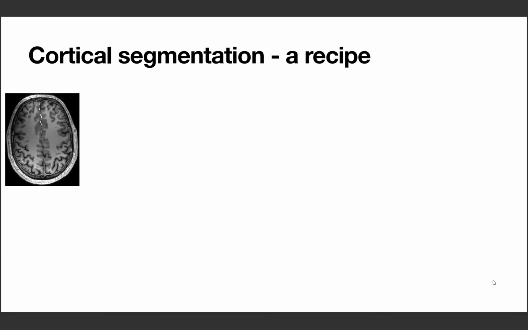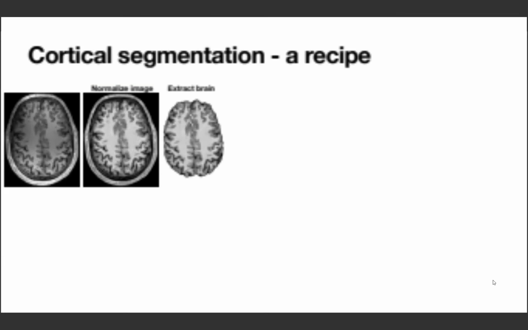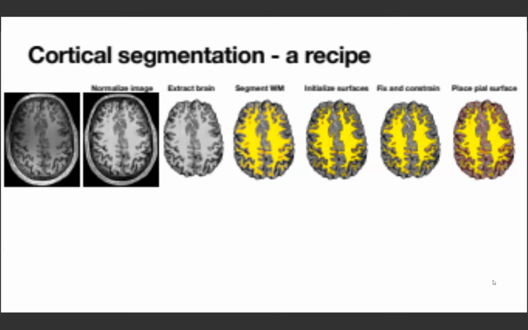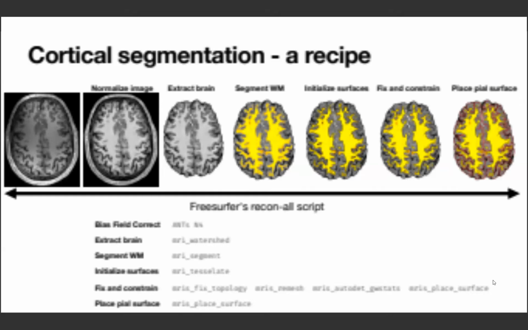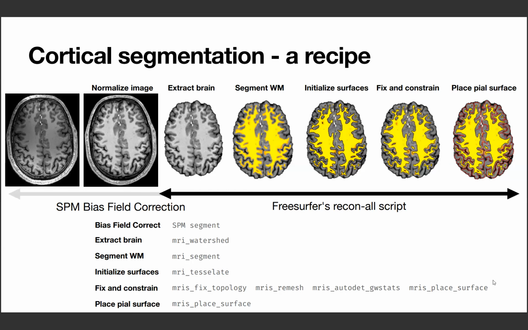So the recipe is as follows. We start with our data, we normalize the image so that the intensity looks more or less the same. We extract the brain, we segment the white matter, and then we initialize, fix, and place the surfaces where we want them to be. The recon-all script does all of this for you. So it does all from the bias field correction all the way to the end. For 7T, the only addition, or the way we modify it, is we change the bias field correction to SPM because it really works better. And I'll show you why as we jump to each of these steps.